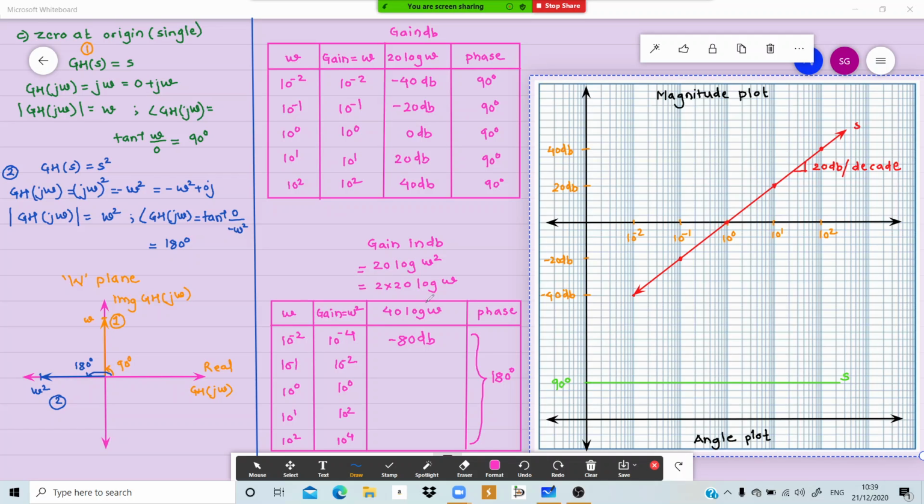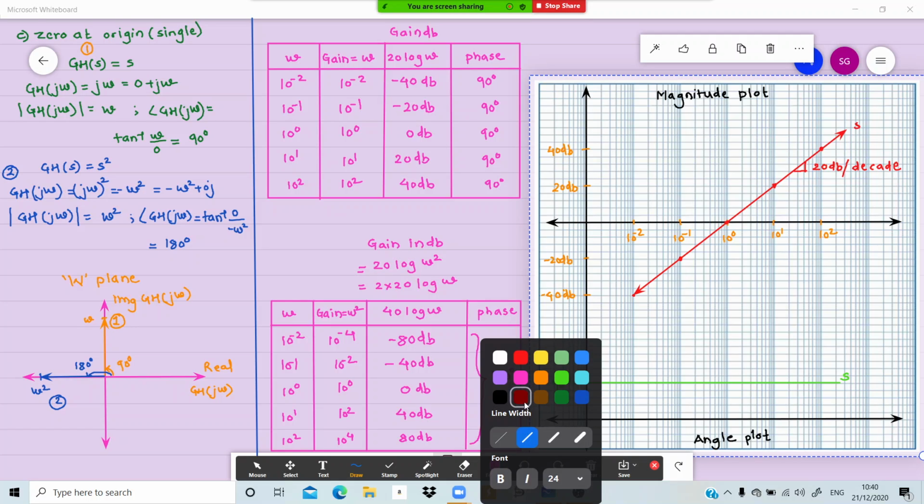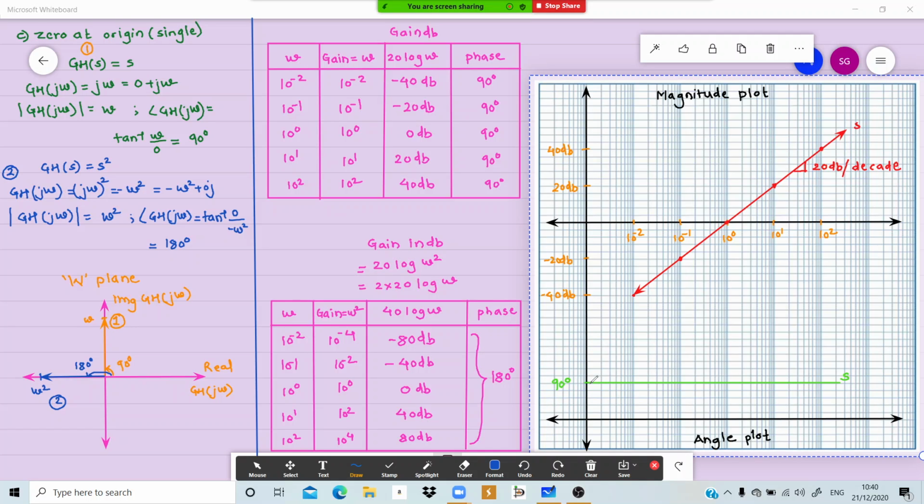Right, 10 raised to minus 1, minus on this side, minus 40 dB. 0 multiplied, so 0 dB. Then once I multiply, that means 40 dB and 80 dB. Try it and see, correct? So for phase, I will definitely draw it directly, and if this is 90, again 1, 2, 3, 4 and 5. So this is going to be the 180 line.